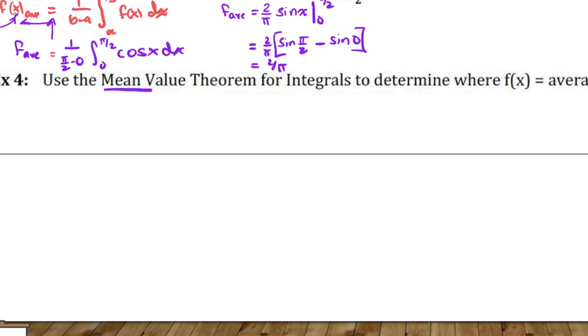For our next problem, we're going to use the mean value theorem for integrals to determine where f of x is going to be equal to the average value.